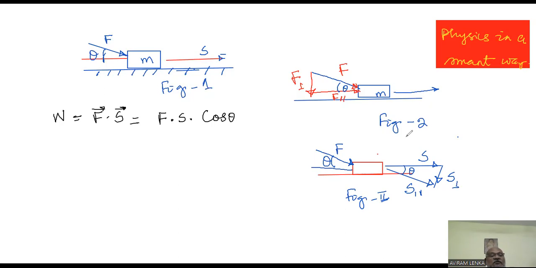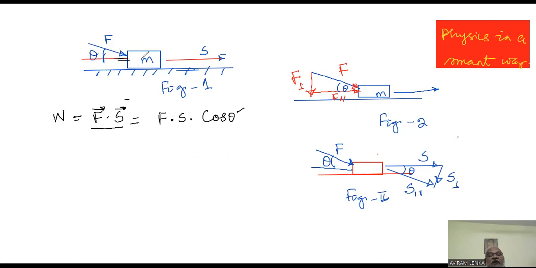Work, as our book says, is the dot product or scalar product of force and displacement. Work is the scalar product of force and displacement. As I have written here, work is F dot S. If somebody opens that up, it is magnitude of the force into magnitude of the displacement into cos of the angle, and here theta is the angle between the force and displacement.